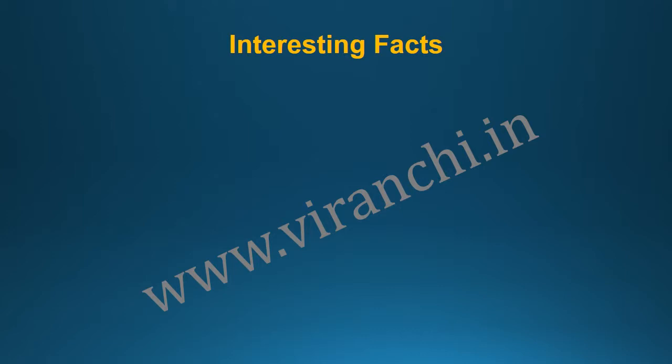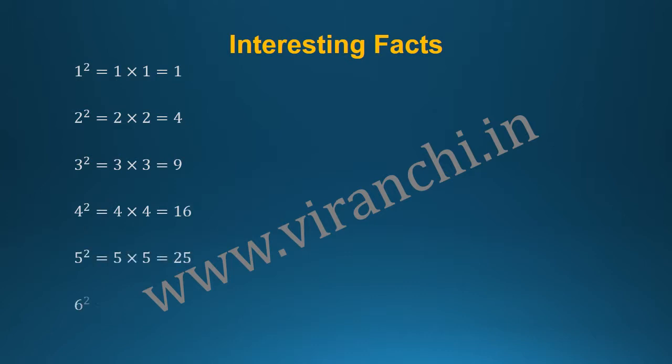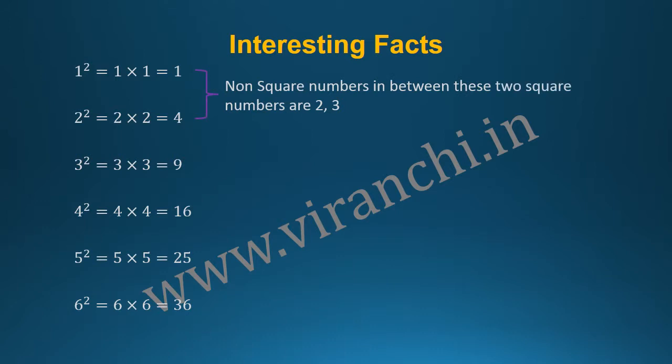Let us consider the squares of the first few natural numbers 1, 2, 3, 4, 5 and 6. Their squares are 1, 4, 9, 16, 25 and 36 respectively. You know, all of them are perfect squares. Now count the natural numbers between two successive perfect squares, say between 1 and 4. We have two natural numbers, 2 and 3. I can say that there are two non-square numbers between these two squares.